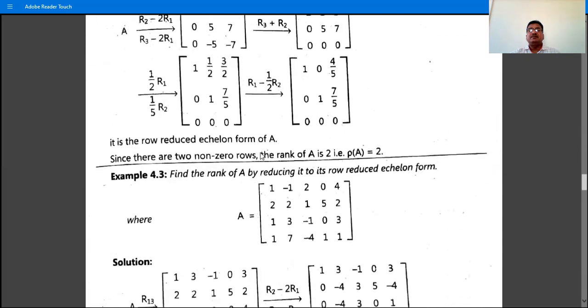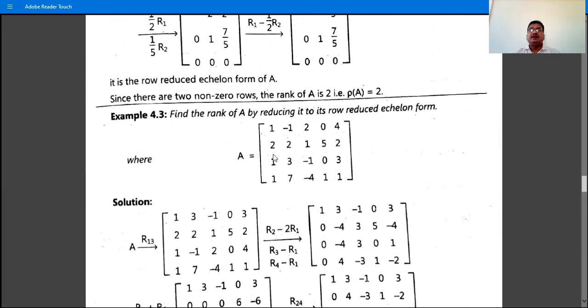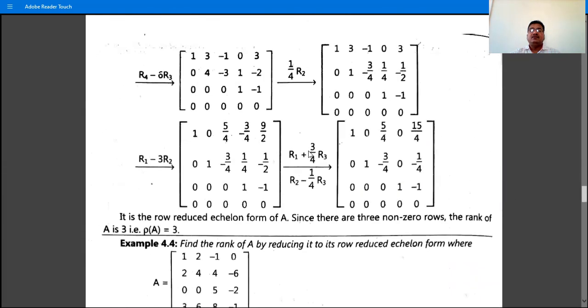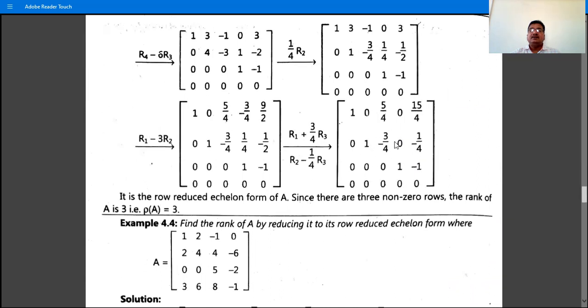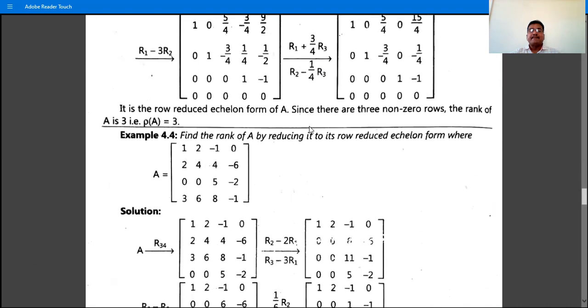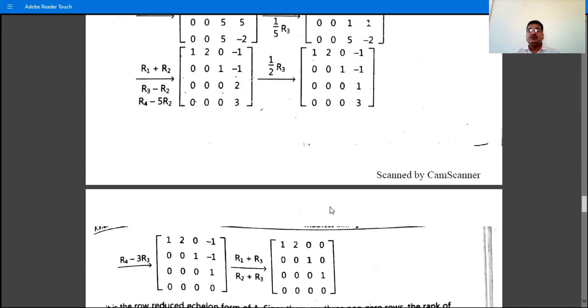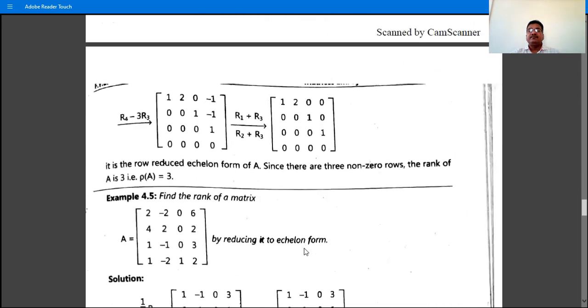So similar examples, these are examples of rank. Find the rank of the matrix. This is the reduced row echelon form, and the number of non-zero rows is 3, and therefore the rank of this matrix A is 3. Similarly, we have to find the rank of this matrix by reducing it to row reduced echelon form. So this is the row reduced echelon form, and if you observe, there are 3 non-zero rows, and therefore the rank of A is 3.